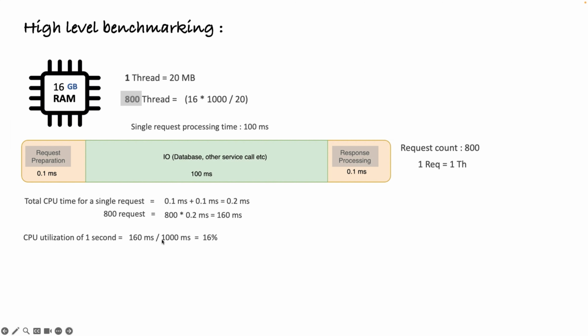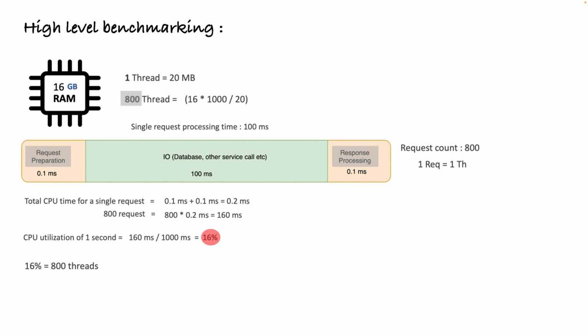So 160 in 1000 milliseconds, which is just a second, which is 16% now. Okay. Now if you look into this number, in a second only 16% of CPU was utilized. This shows that we are underutilizing the CPU. We are not optimally utilizing the CPU at its capacity. Now, if you observe carefully, 16% of CPU is being utilized if you are running 800 threads.